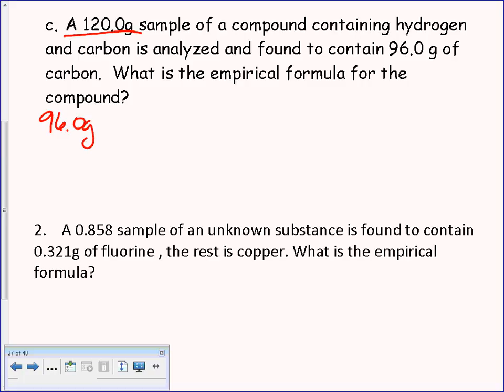96 grams of carbon. What's the rest? How much? 24 grams of hydrogen. Because it tells you, it's a word problem, right? So you're reading, you're like, okay, this compound has carbon and hydrogen. You pull out the one piece of information you have. The other one is the difference between 120 minus 96, which is 24 grams. Got it? All right, so we basically just wrote down some given information.